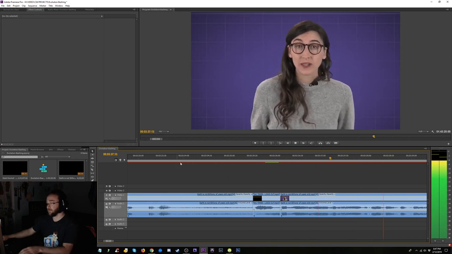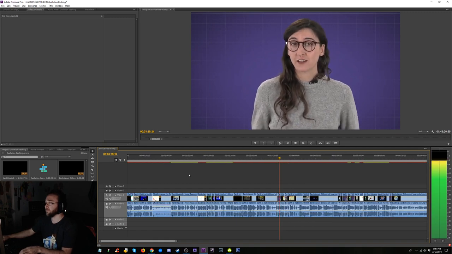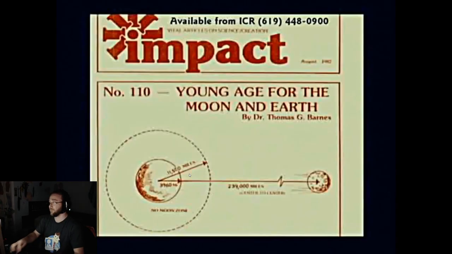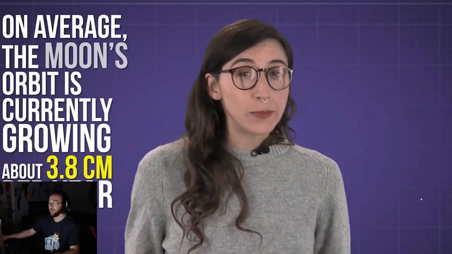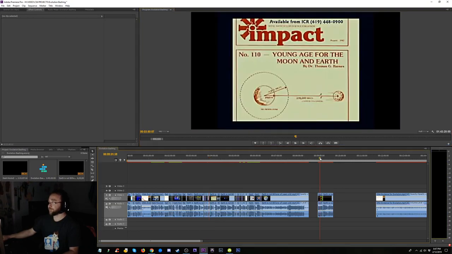Every year, the moon's orbit gets a little bigger, and our favorite satellite moves just a little farther away. The moon is going farther away from the Earth every year. We're slowly losing the moon. The moon's orbit is currently growing about 3.8 centimeters per year.